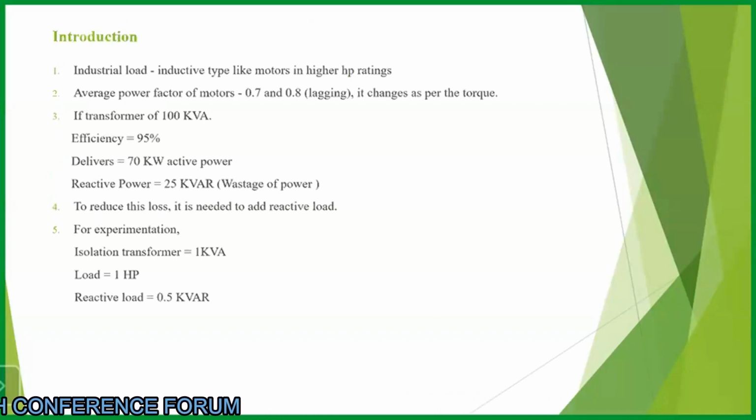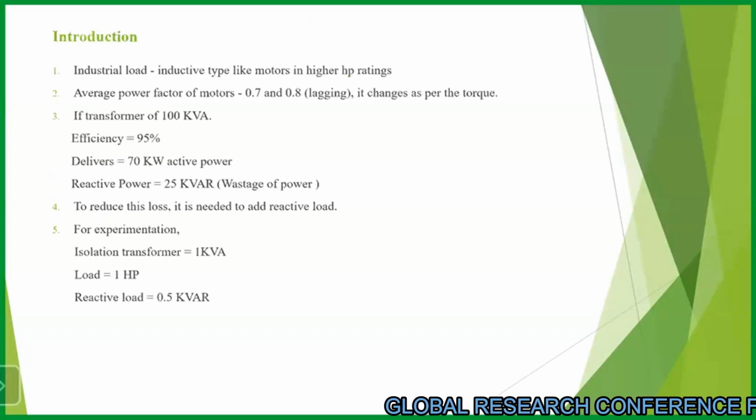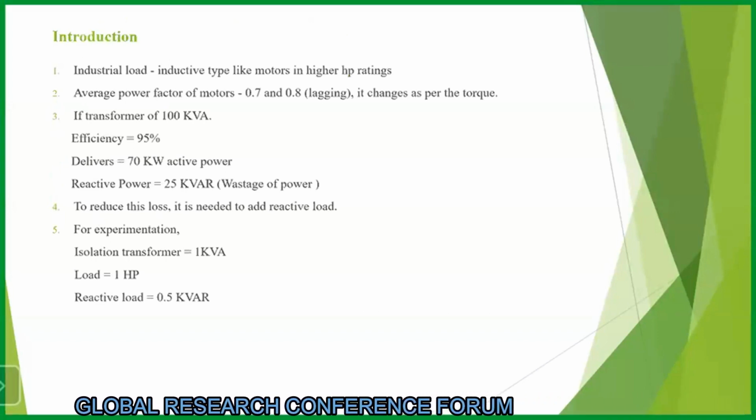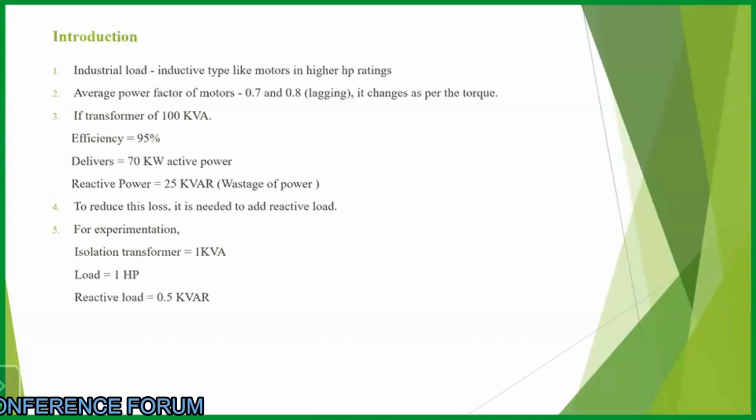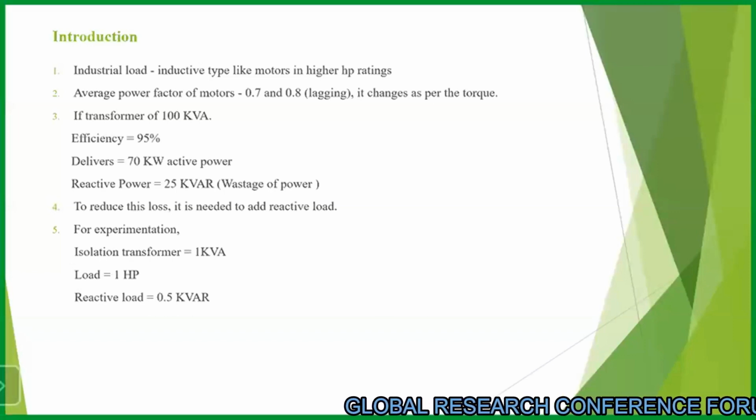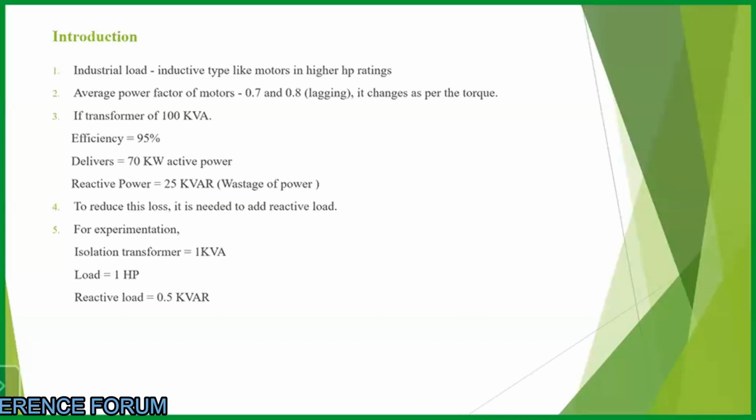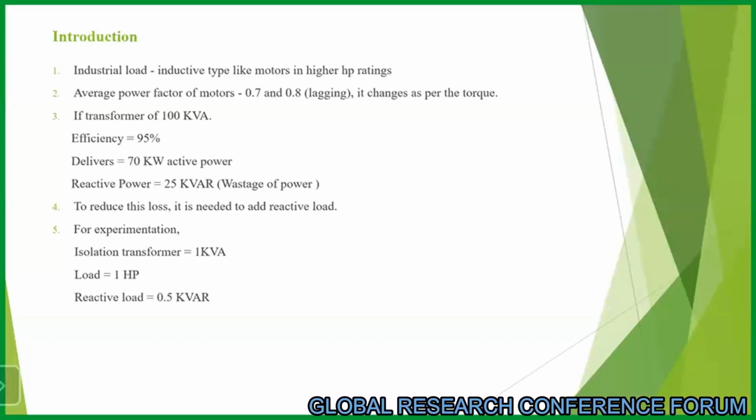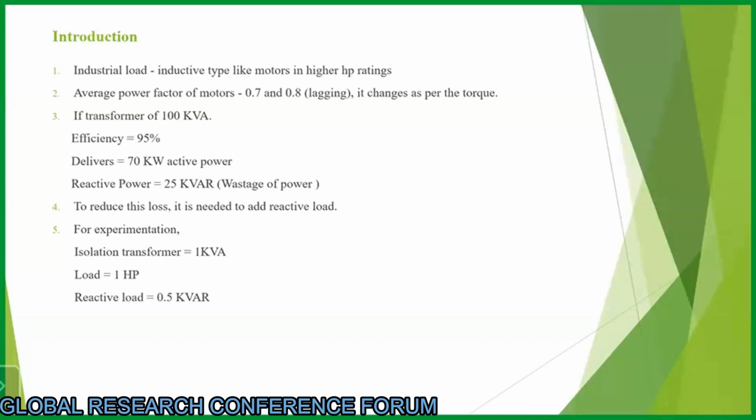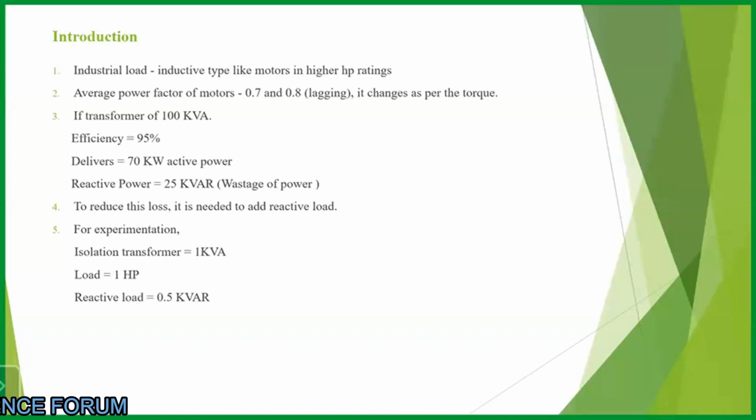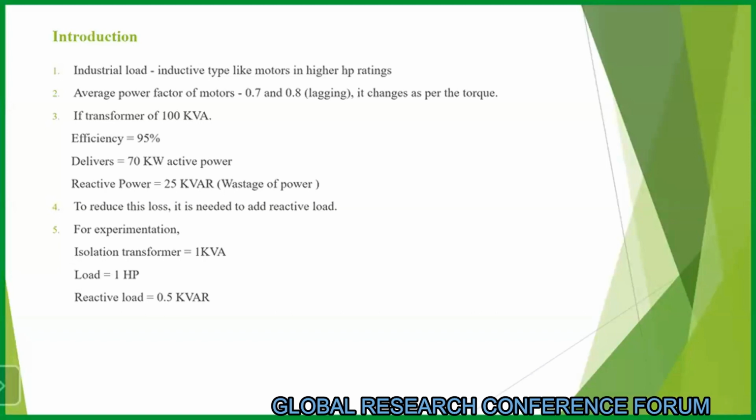Every industrial load is of inductive type, and they have higher ratings. The average power factor of industrial motors is 0.7 to 0.8. It is lagging because motors have inductive load, and inductive load provides a lagging power factor. The power factor also changes with respect to torque. If you consider a transformer of 100 kVA with 95% efficiency, it delivers 70 kilowatts of active power, and the wasted power is 25 kVAR. If the power is in wastage form, it is measured in kVAR, and if it is utilized, it is measured in kilowatts. So that much power is wasted.